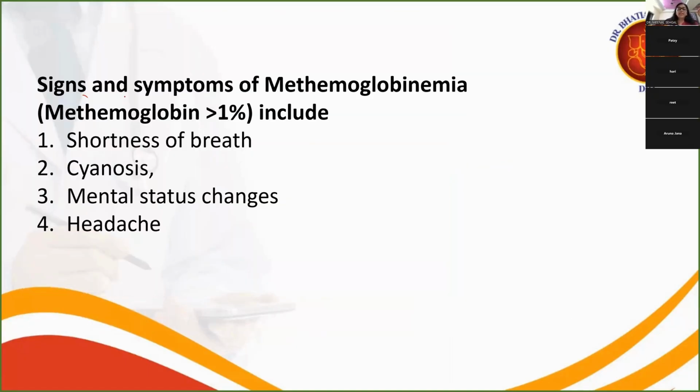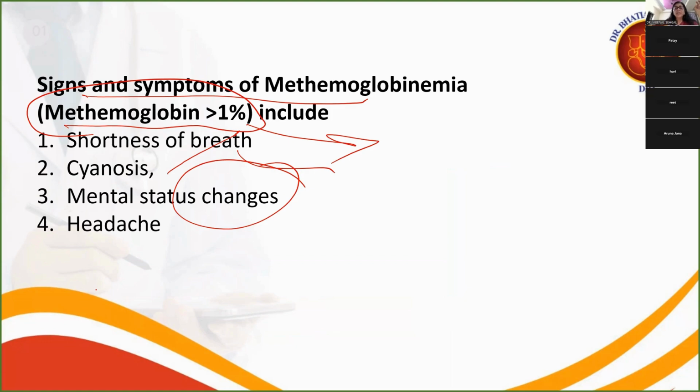What will be the signs and symptoms? If the methemoglobinemia percentage is high, you will see the same symptoms which you see with hypoxia. That is, shortness of breath, that is dyspnea, and cyanosis. There will be altered mental status like confusion and headache.